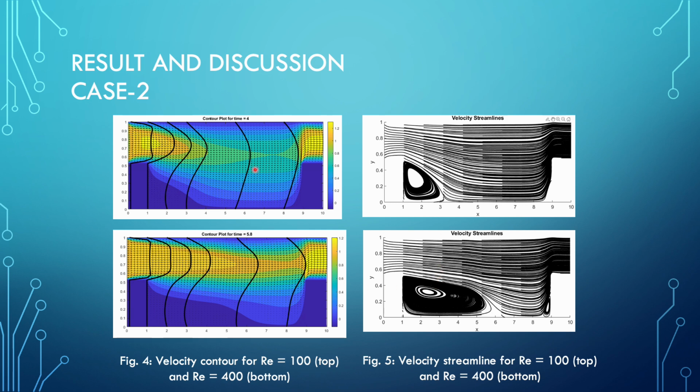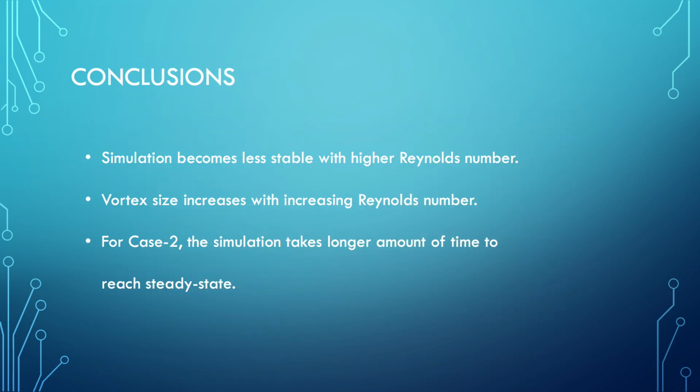And similar to case one, there is a possibility of another vortex being formed near the top edge if the Reynolds number is increased to a higher value. Finally, these are the conclusions. Most importantly, the second case solution takes a longer amount of time because there are two steps, and the fluid flow takes a little bit longer for it to reach steady state.